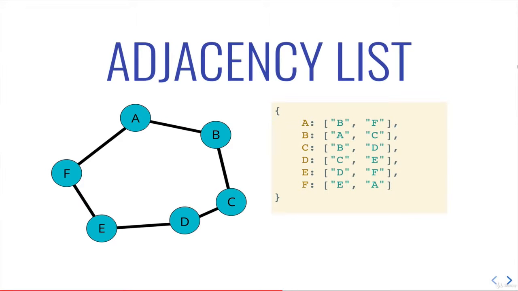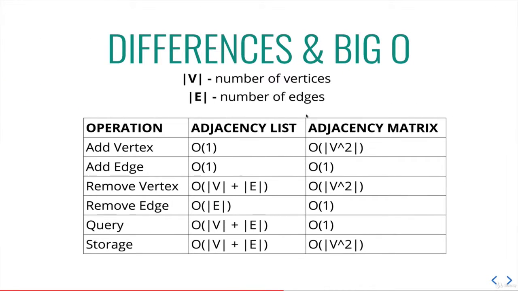Just like an adjacency matrix, there are two different ways of expressing the edges, the relationships between our vertices. Okay, now let's compare them. So here's kind of an intimidating slide that talks about the big O notation between adjacency lists and adjacency matrices for various operations. So first, a couple of things I should explain.